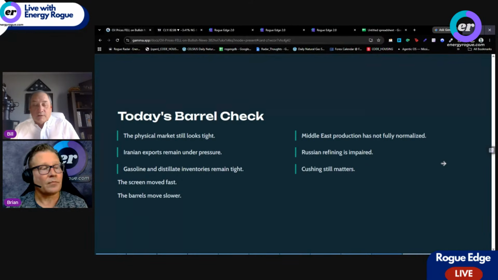And on top of that, if you take a look at the refining inputs, we are at record refining inputs right now. And so even with the record refining inputs, we're seeing gasoline and distillate inventories remain pretty tight. Yeah. So the physical market looks tight. Iranian exports remain under pressure. Gasoline and distillate inventories also remain tight. Middle East production has not, I wouldn't even say fully, normalized. We are probably 7 months at best from getting partial recovery, and that's if we have full peace today.